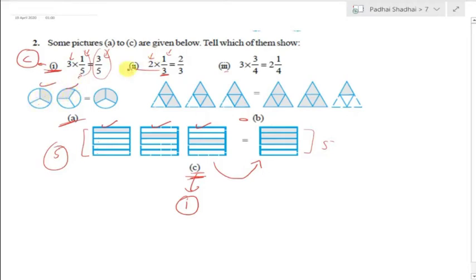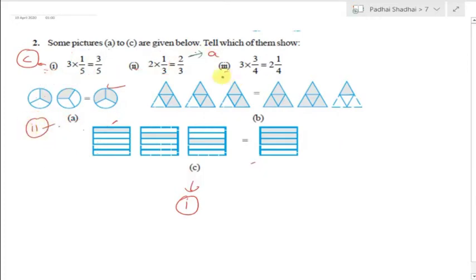Okay, so it is 2 by 3. 2 into 1 by 3 gives 2 by 3. In the answer also, beta, see, 3 parts are given and out of that 2 are shaded. Okay, so the answer for the second one is A. Here we will write down 2. It's obvious, beta. For the third answer, the remaining one is B.